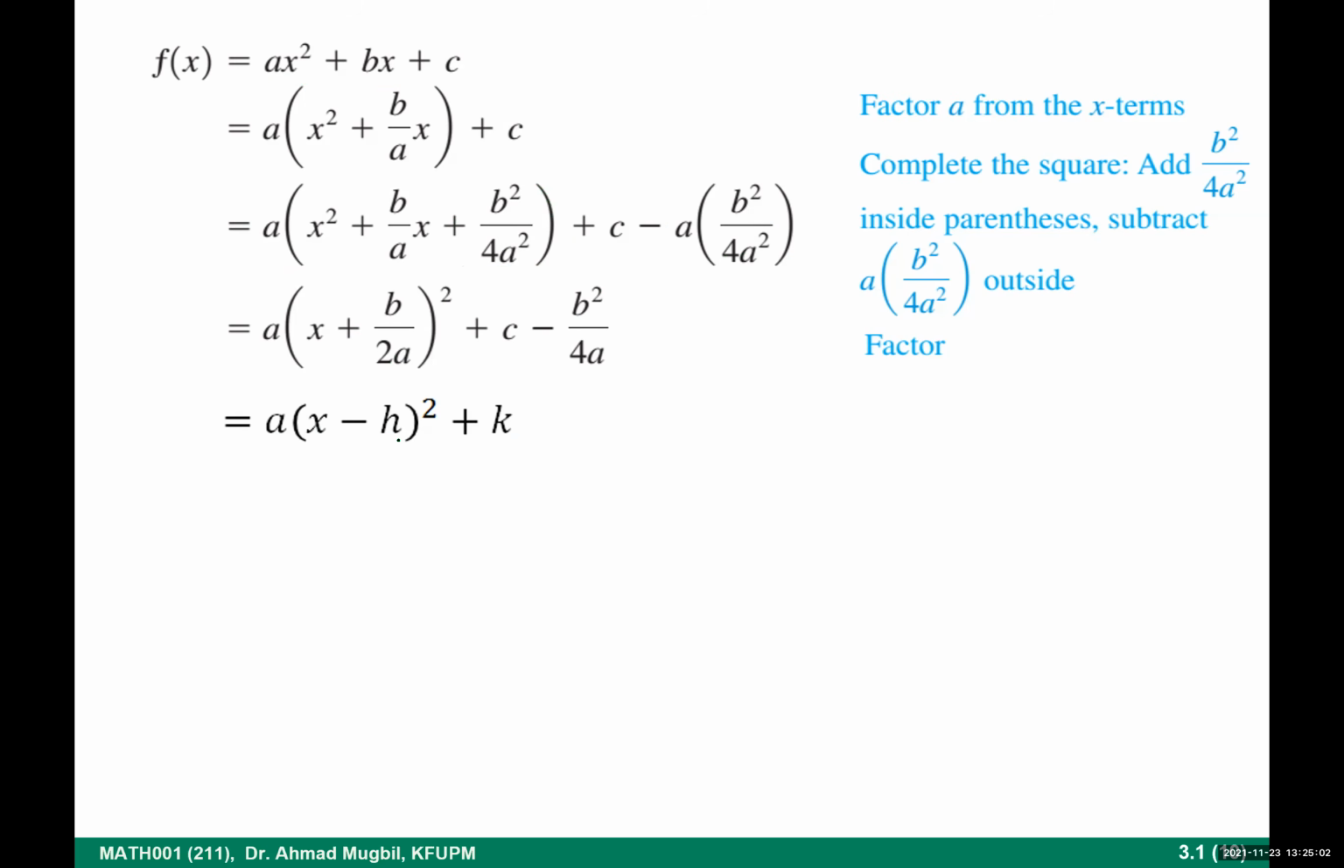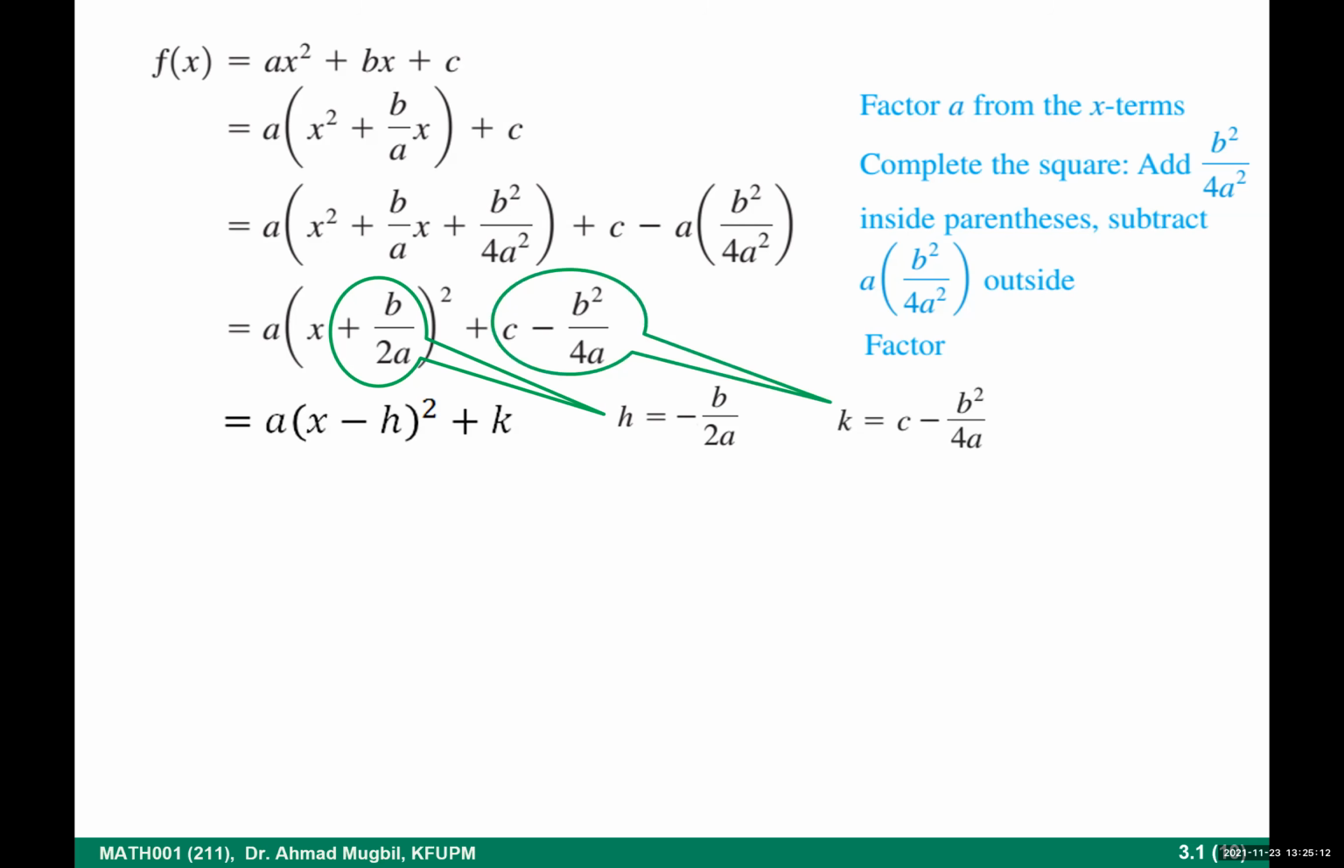What is h? Negative. It is negative b over 2a. What is k? By the way, you don't need to memorize k, because if you have h, you can find k. How? If you have h, k is f at h. So you can use this for k to find it, or you can use this one.